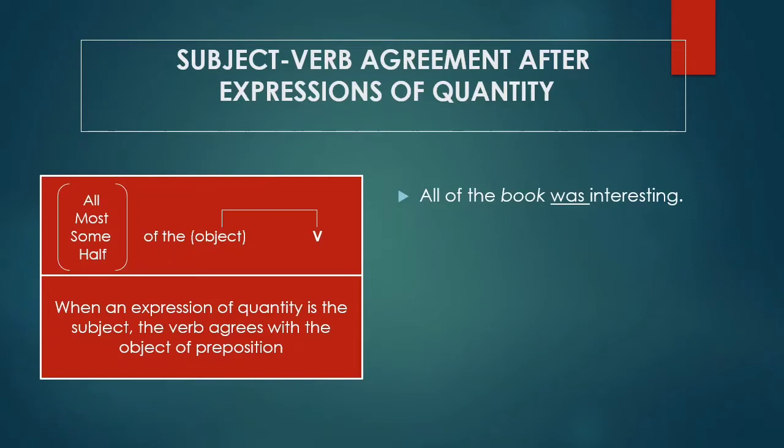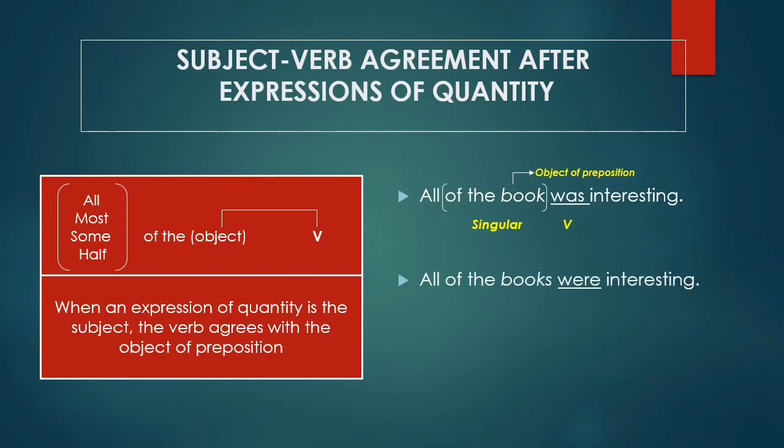Dalam kalimat pertama, subject all of the book adalah singular, karena the object of preposition book adalah singular. Maka, verbnya juga harus singular menggunakan was. The second example, all of the books were interesting. Dalam kalimat kedua, subject all of the books adalah plural, karena the object of preposition books adalah plural. Maka, verbnya menggunakan were. The third example, all of the information was interesting.